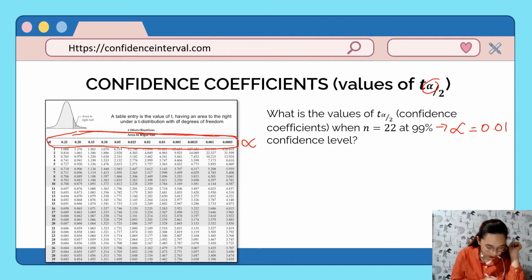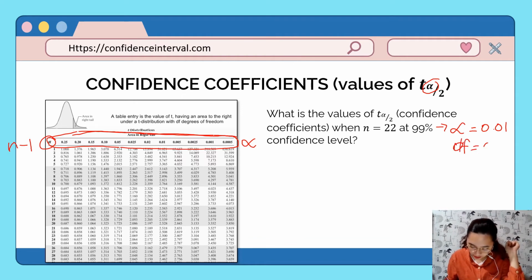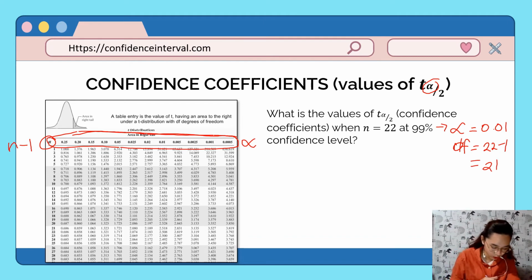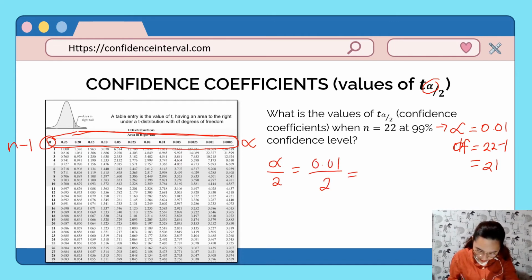Yan. So, of course, yung degree of freedom, ito po ay n minus 1. Kaya kung ang ating n ay 22, ibig sabihin, ang degree of freedom po natin is 21. At yung 21 po na yan po yung hahanapin natin dito sa ating t-table. But again, ang kailangan po natin sa confidence coefficient is alpha over 2. So, hahanapin pa po natin yung alpha over 2. Wherein ang alpha po natin is 0.01. So, divided by 2, we have now 0.005. So, ito po yung alpha over 2 na po.